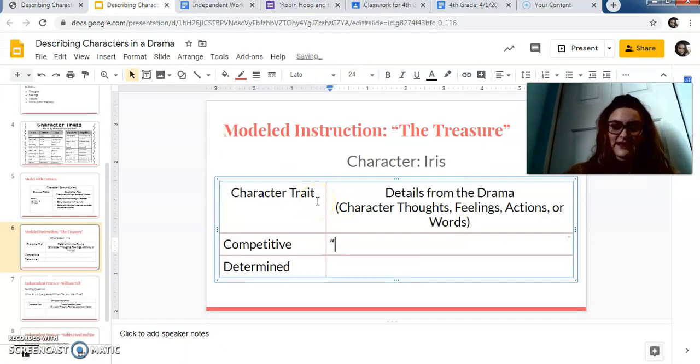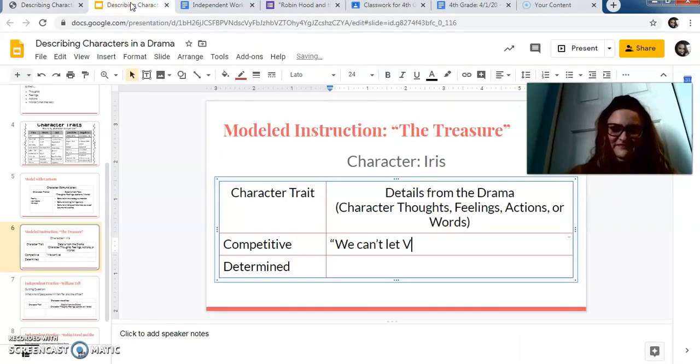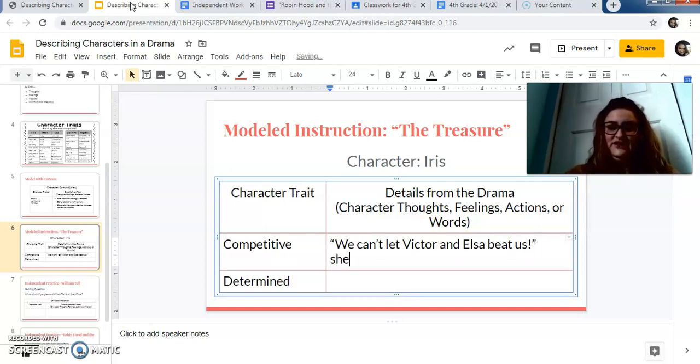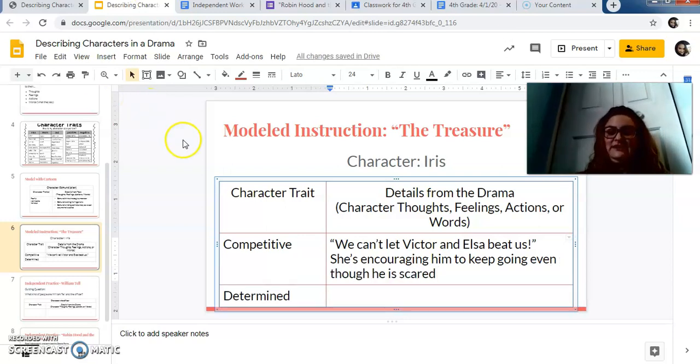She says we can't let Elsa, I'm sorry, I have a neighbor named Elsa, so I'm thinking of him. We can't let Victor and Elsa beat us. She's encouraging him to keep going, even though he's scared. Determined, the same thing, right? She's encouraging him to keep going, even though he's scared.